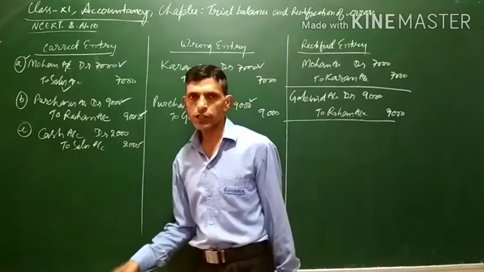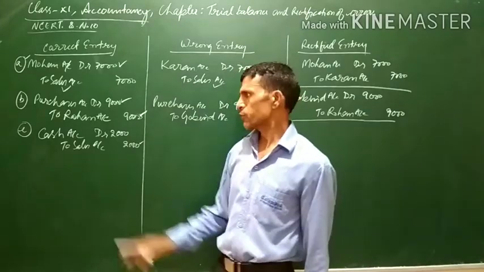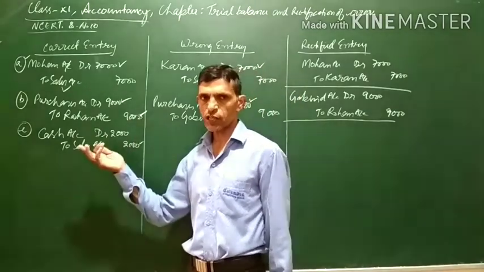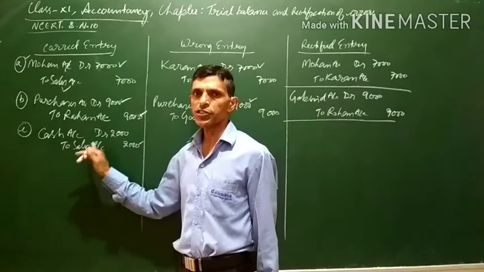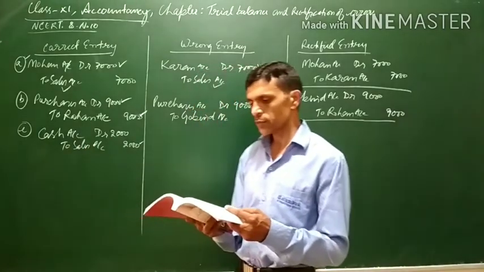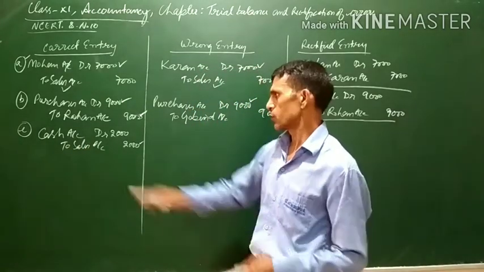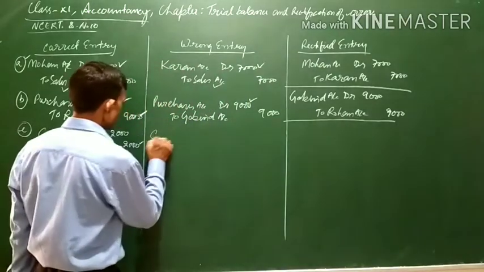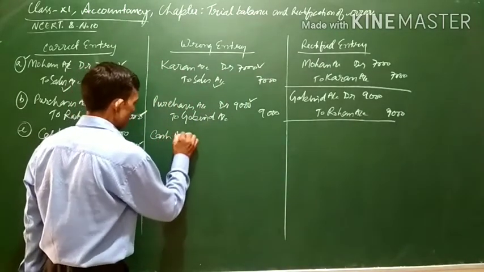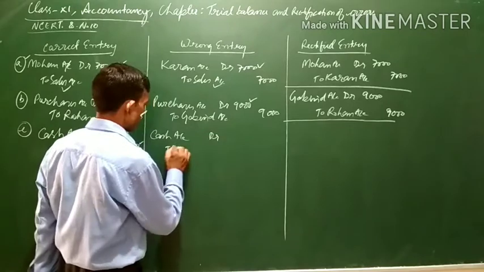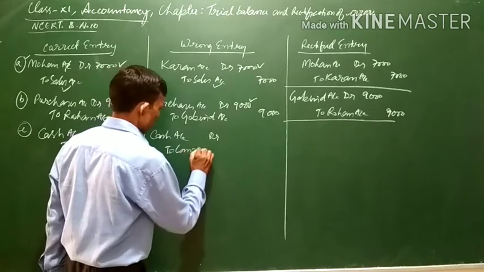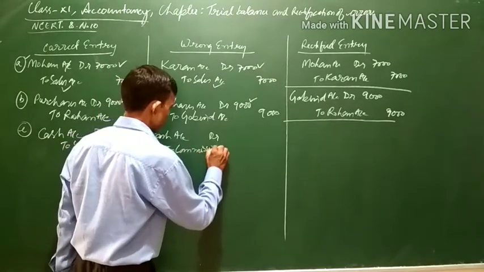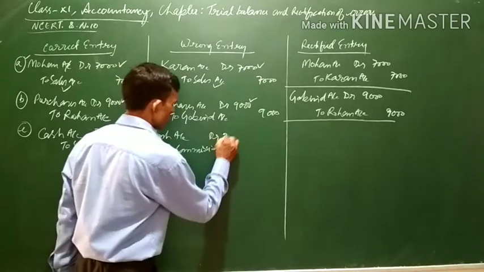Cash sales are recorded in the cash book, and from the cash book it will be transferred to the sales account. But wrongly it has been posted to this commission account. So the wrong entry has been cash account debit to commission account, 2000.